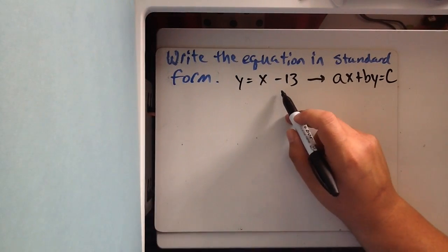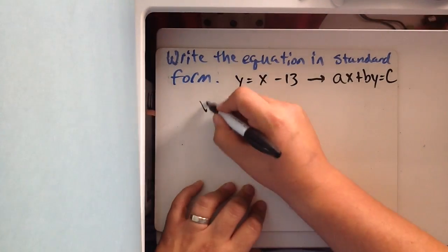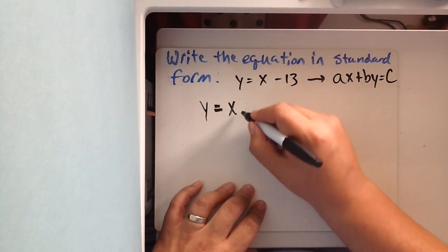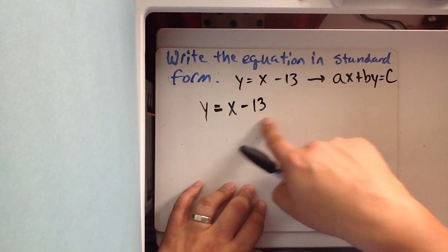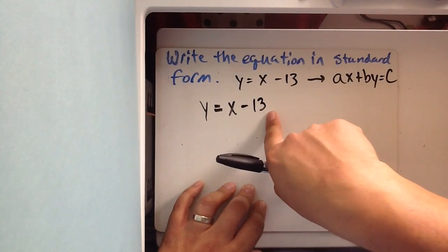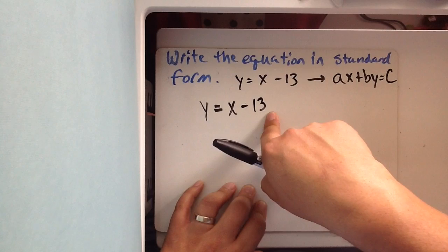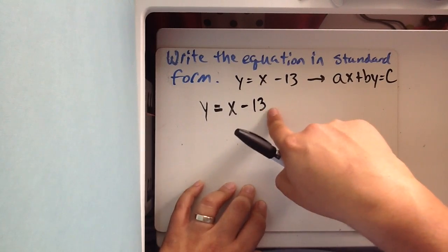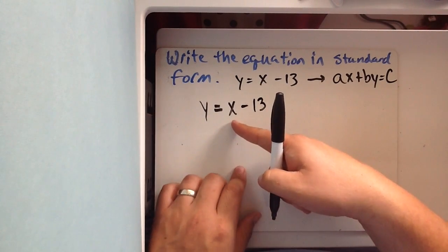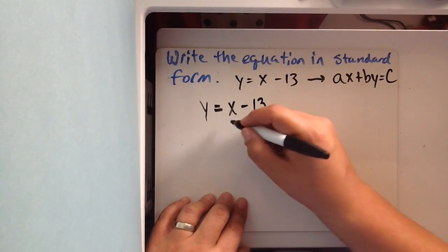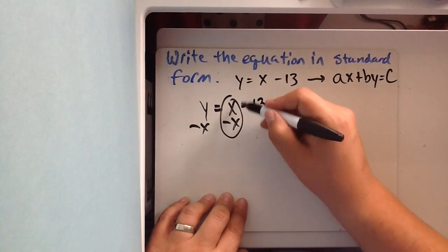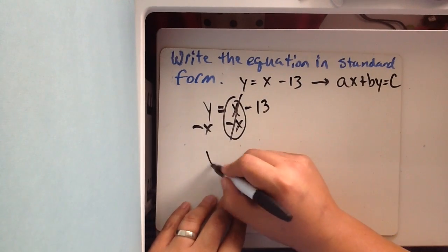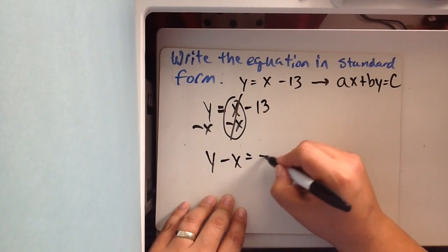So, to begin, I'm going to rewrite, as always. I like rewriting things, a fresh start. I know this is a constant. Why is it a constant? Because there's no variable multiplied with this number. It's by itself. So I know that's going to be left alone. The only thing I've got to focus on is this variable x. Well, it's positive x. So I'm going to make a 0 pair and subtract it from both sides. Now I'm left with y minus x equals negative 13.